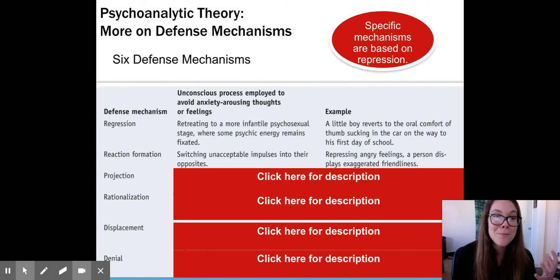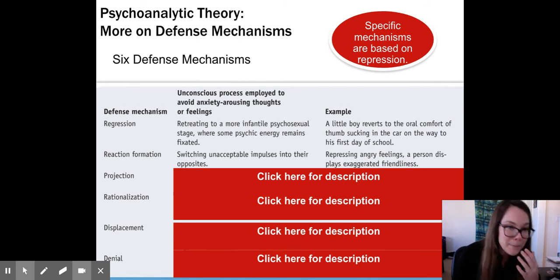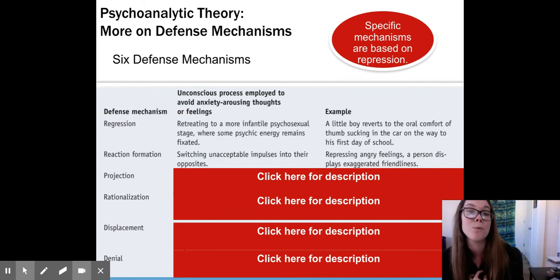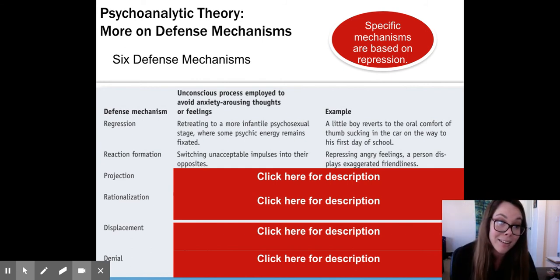So reaction formation is essentially, you might be really angry at Sally, and then all of a sudden you're really, really super nice and friendly, right? But it's a defense mechanism to avoid what you're actually feeling, right? So again, kill them with kindness. It's kind of where I believe that terminology may have come from. In my own opinion, that's my own thoughts.